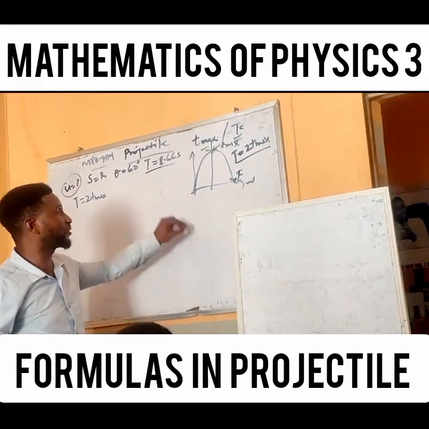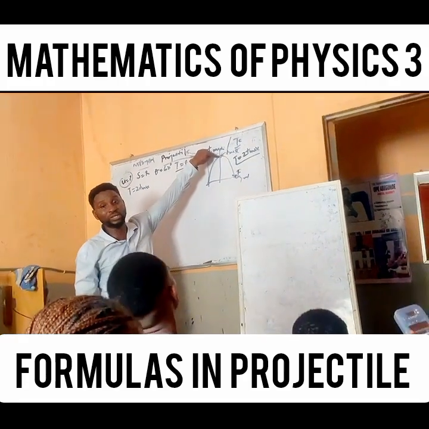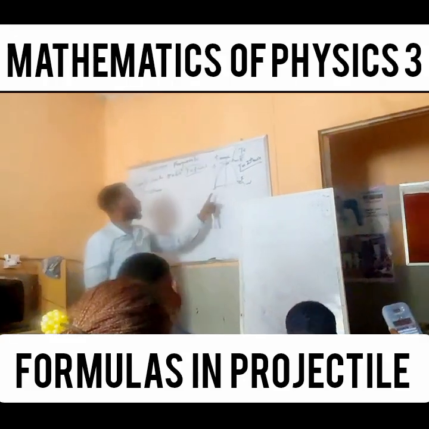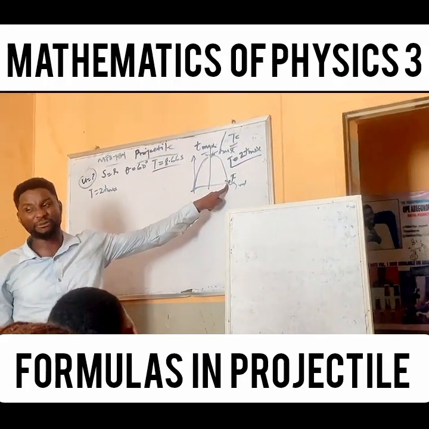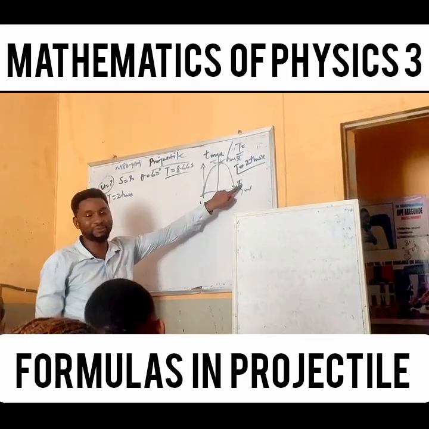Whenever you project something from the same plane, once it gets here in projection, we call it T max. That's T maximum. Are you getting it? Now, if it comes back to the plane from which it was projected, it becomes time of flight. So that's the difference between T max and time of flight.